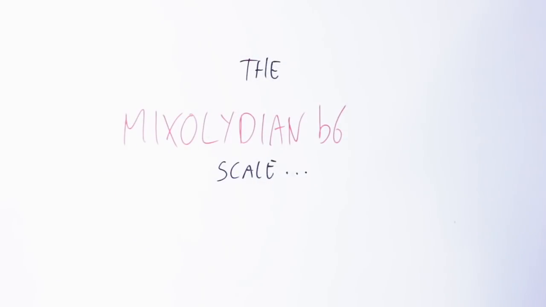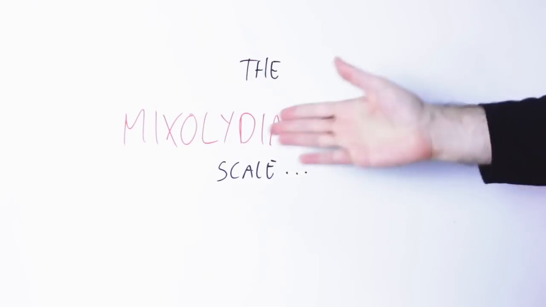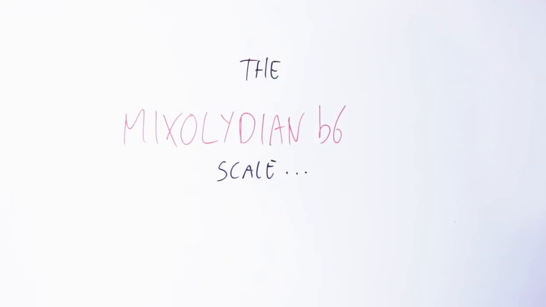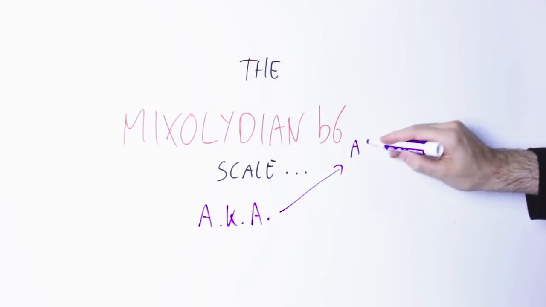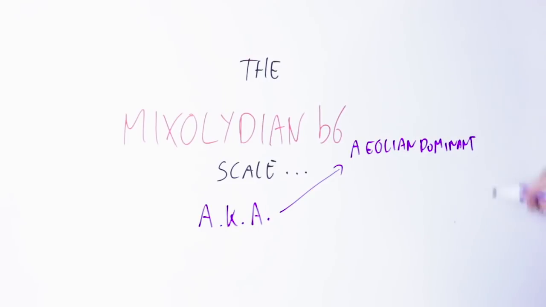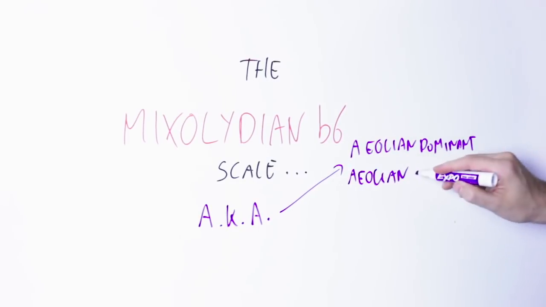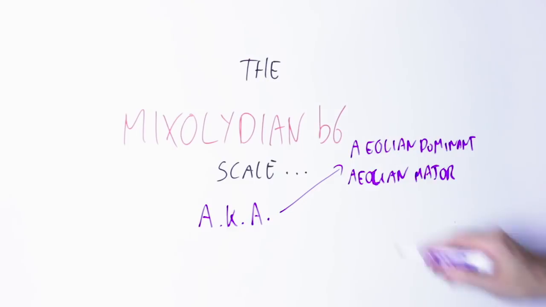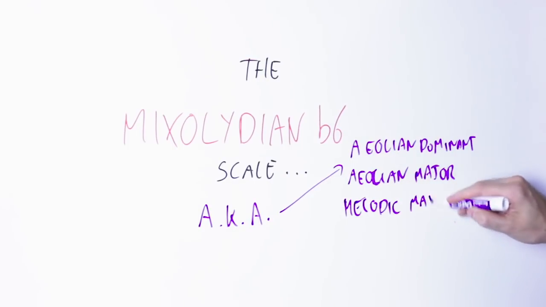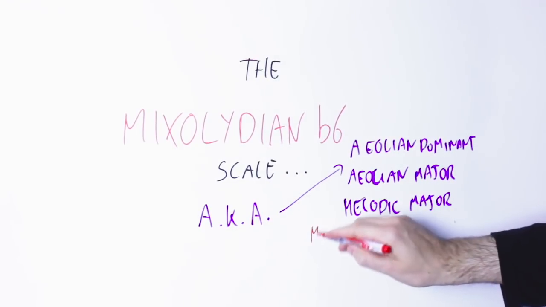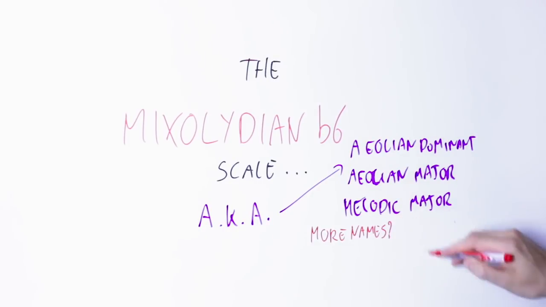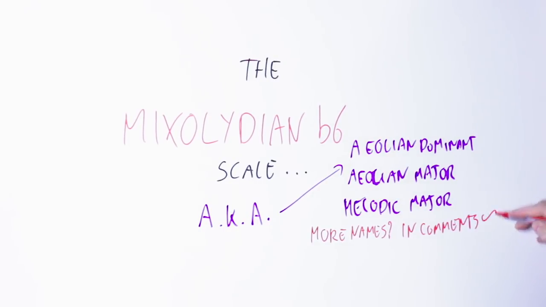Today I want to talk about the Mixolydian flat 6 scale. Now, as usual, this scale gets several different names in music theory. Some people call it the Mixolydian flat 6, some people call it the Aeolian Dominant, some people call it the Aeolian Major, and some people even call it the Melodic Major. As usual, I am not interested in who is right and what is the right and correct name. I'm more interested in the sound of the scale, so for me it doesn't really make any difference how we call this scale. So what are the notes of this scale?